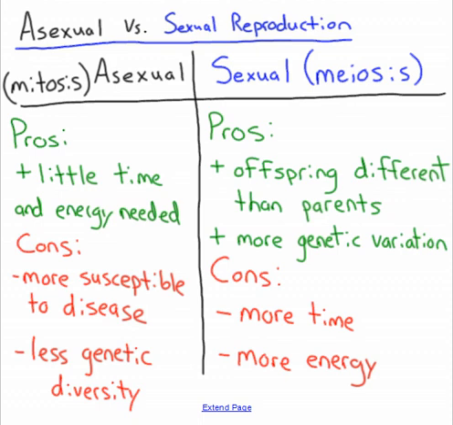So bacteria reproduce with themselves, and they just do mitosis. They clone themselves, and then their little babies are little clones of them. It's a really convenient system as far as making a lot of offspring very, very quickly.